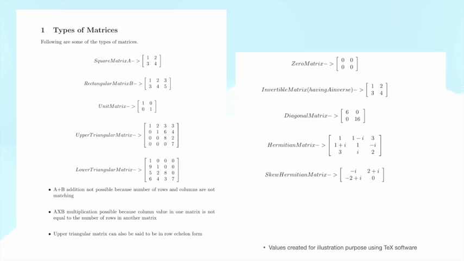So the 0 matrix is going to be completely a null matrix. There are no values going to be there. An invertible matrix is any matrix which is going to have an inverse, and that inverse is called the inverse matrix.